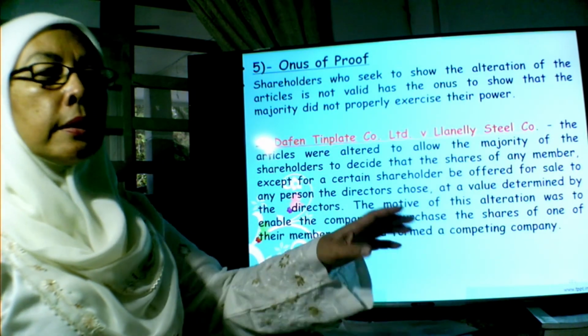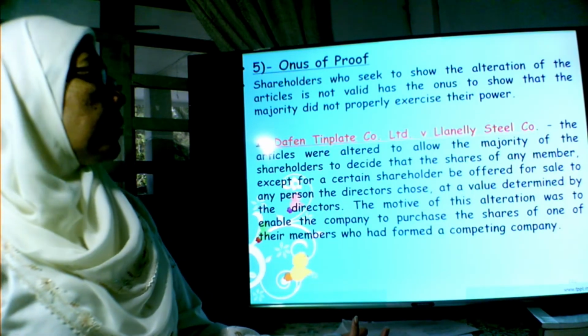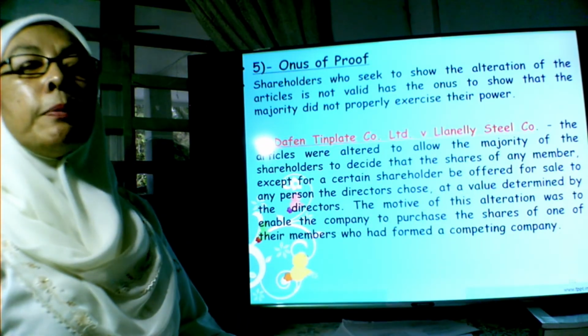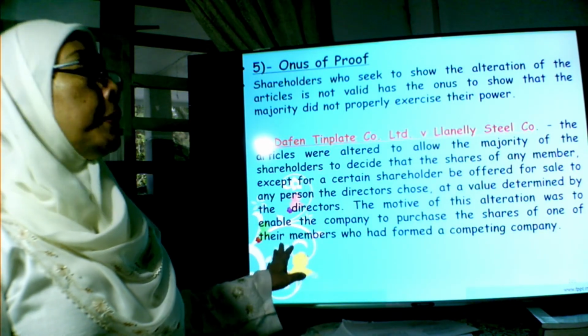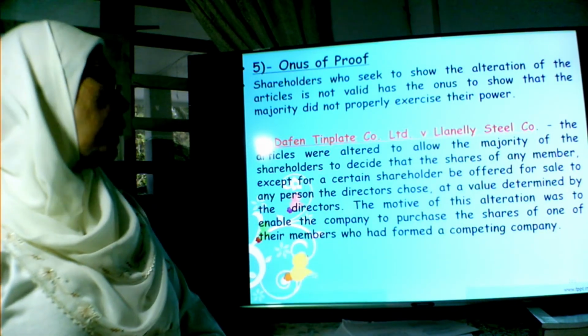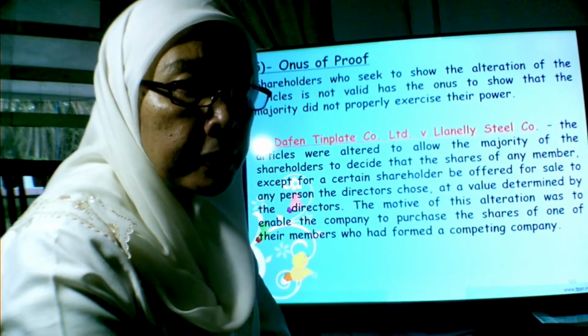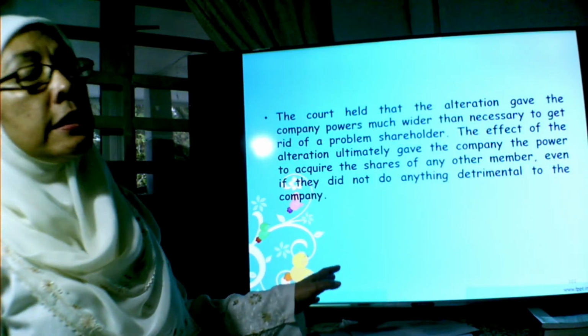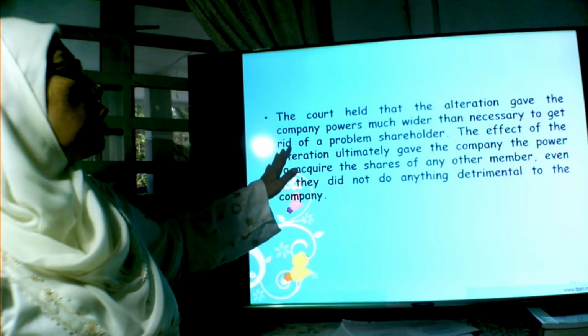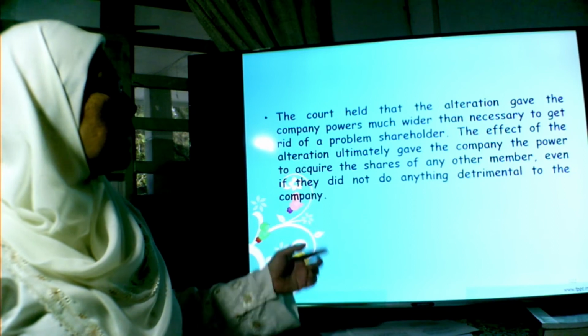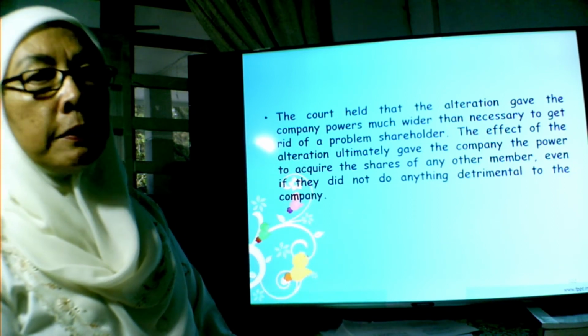You wanted to acquire one of the members' shares and then offered it for sale at the price which is been determined by directors. They did this with motive actually to enable the company to purchase the share of one of their members who had formed a competing company. They wanted to get rid of this shareholder. However, the court held that the alteration gave the company powers which is much more wider than necessary to get rid of this problem shareholder.